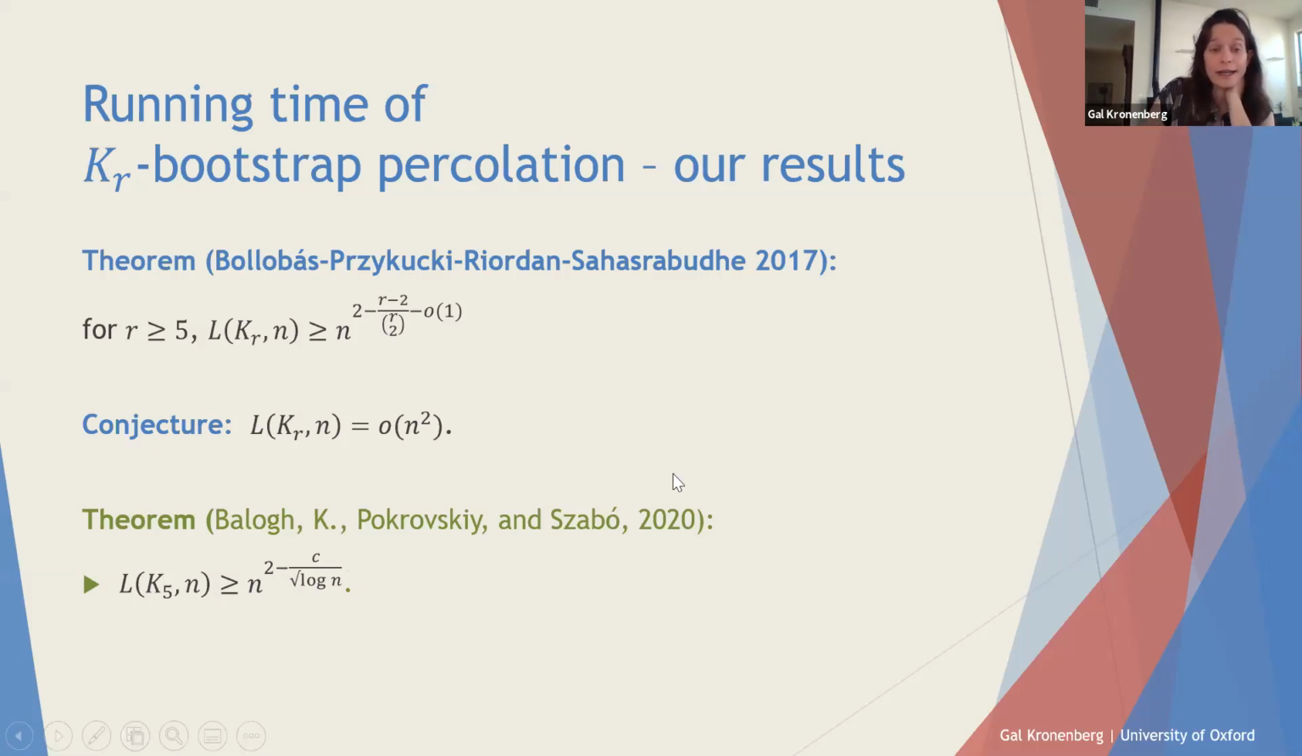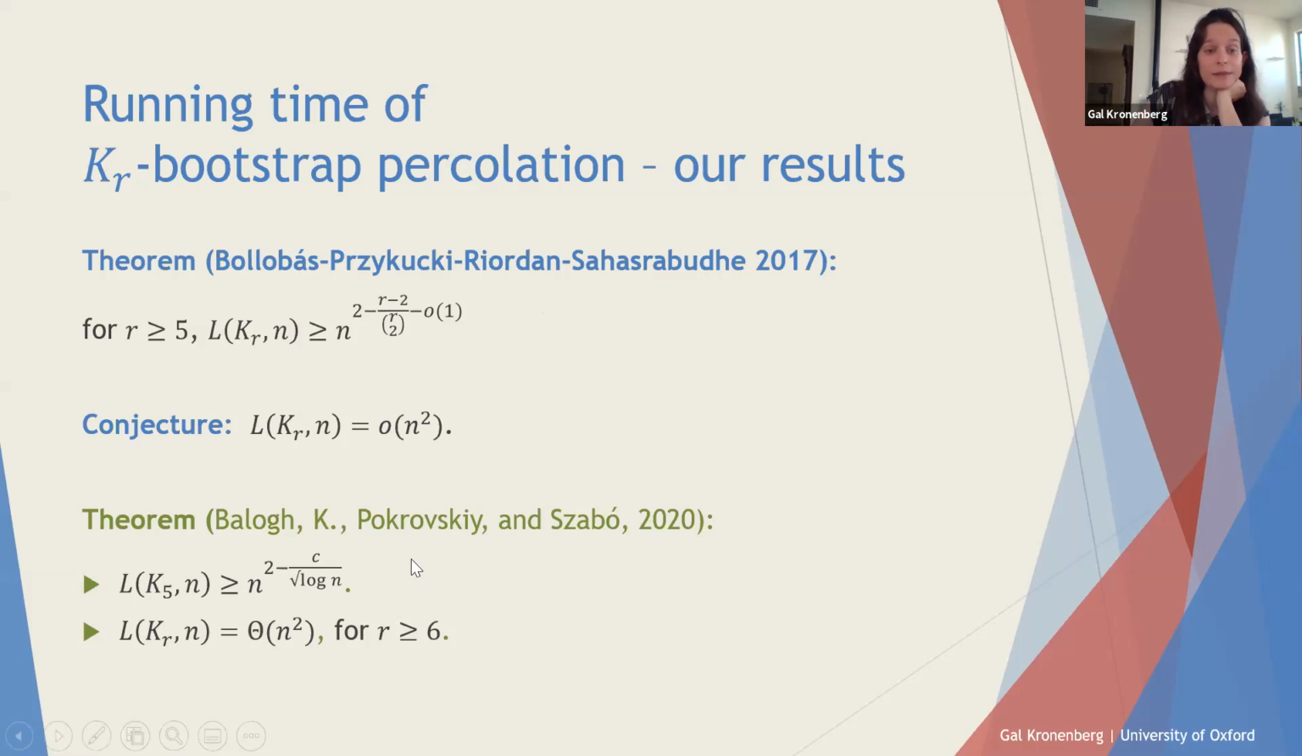And for larger cliques, the picture becomes really different, and we actually disproved the conjecture. So we showed that for larger cliques of size at least 6, we can achieve a quadratic time. So we can do it actually really, really slow.